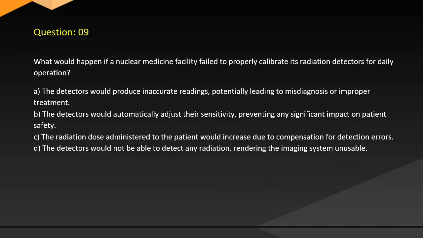Question 9. What would happen if a nuclear medicine facility failed to properly calibrate its radiation detectors for daily operation? A. The detectors would produce inaccurate readings, potentially leading to misdiagnosis or improper treatment. B. The detectors would automatically adjust their sensitivity, preventing any significant impact on patient safety. C. The radiation dose administered to the patient would increase due to compensation for detection errors.